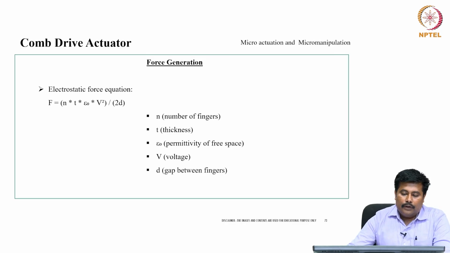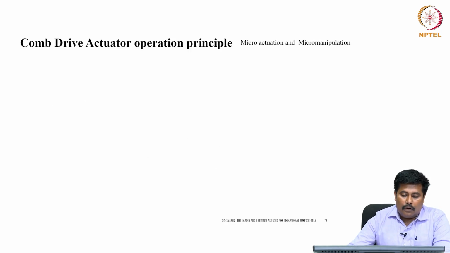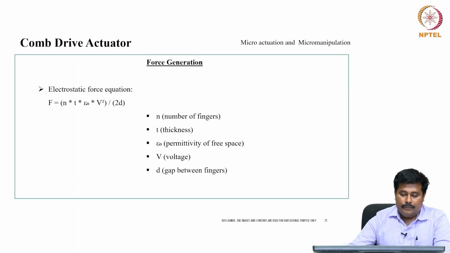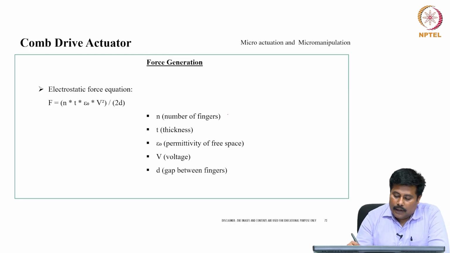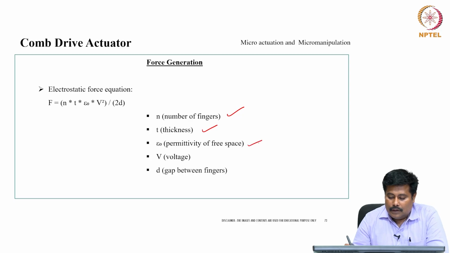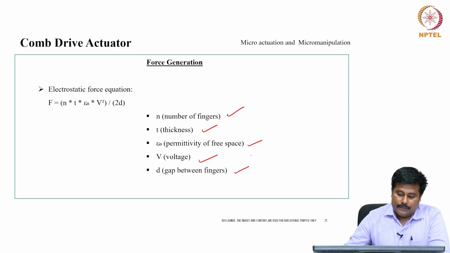Now when we talk about the overall comb drive actuator, the amount of force generated depends upon the number of fingers, T is the thickness, epsilon is the permittivity of free space, V is the voltage, and D is the gap between the fingers.